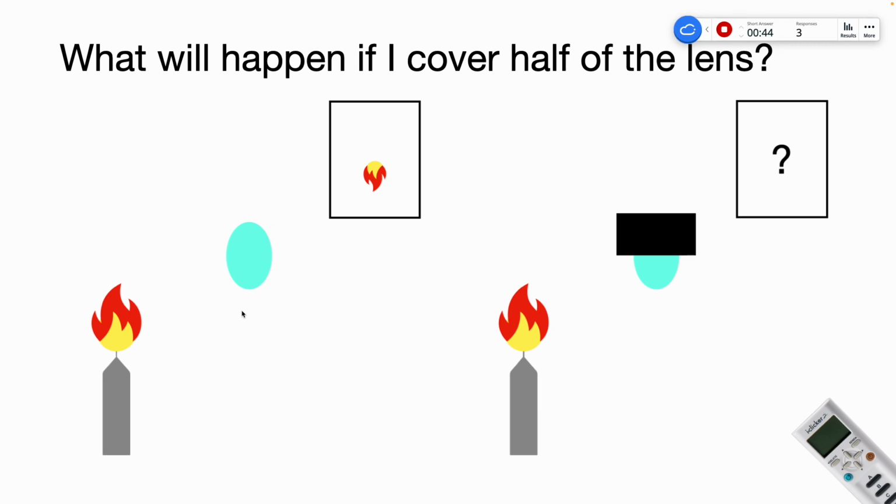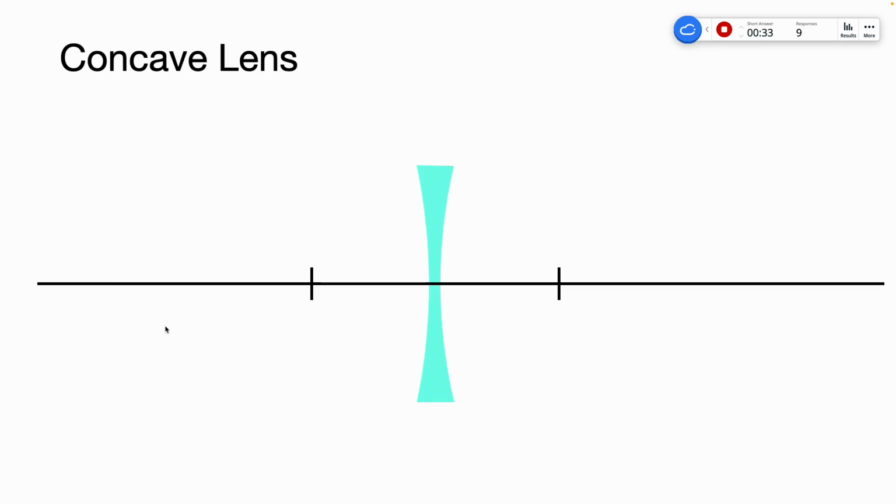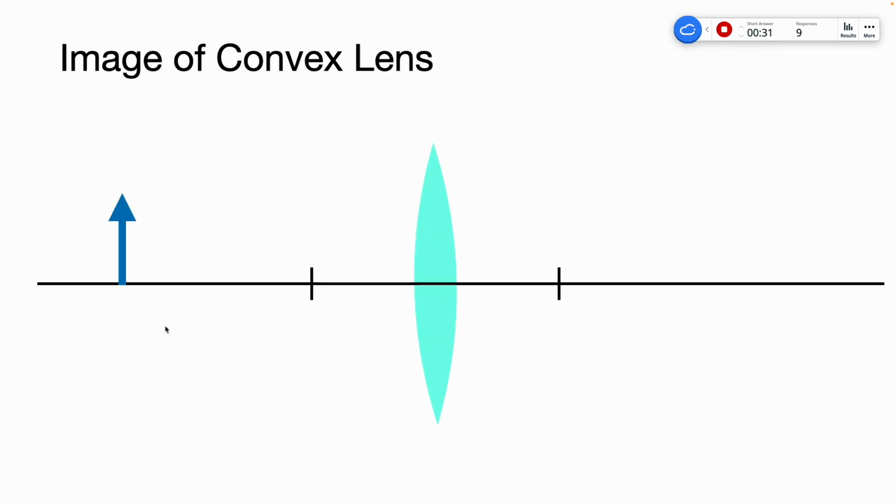Hmm? Is it convex or concave? It's convex. You see, this is an upside down image. We just saw that a convex lens will form an upside down image.